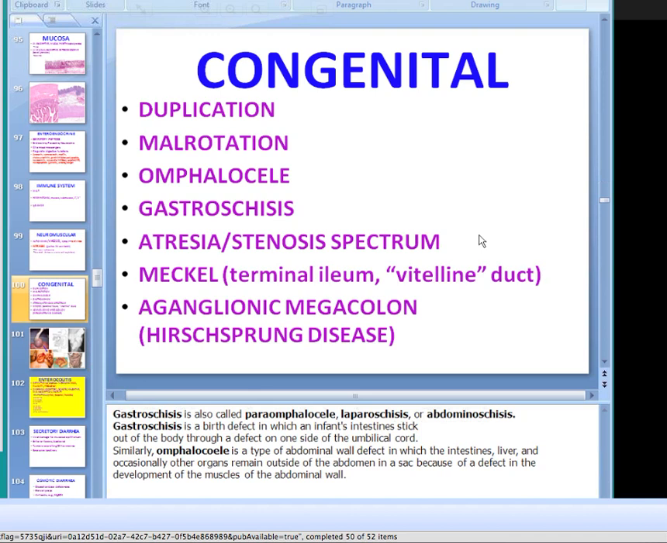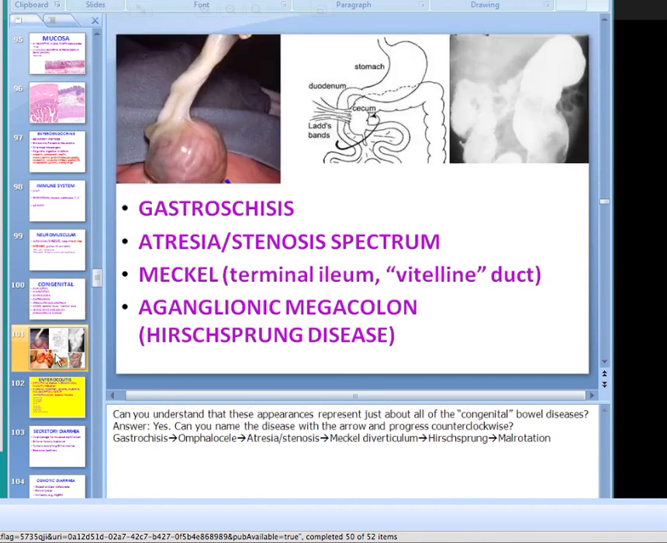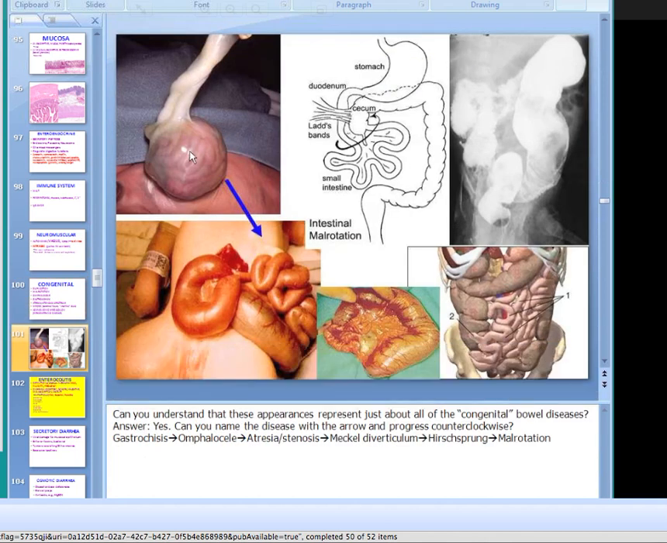Last but not least, there's a disease in which the intrinsic brain of the colon, remember the Meissner's and Auerbach plexuses, don't develop or are absent. And that's called Hirschsprung's disease or aganglionic megacolon because the ganglia aren't there. So here we go. And remember, this is a gastroschisis. And most people confuse this with an omphalocele because it's near the umbilical cord, but this is a gastroschisis.